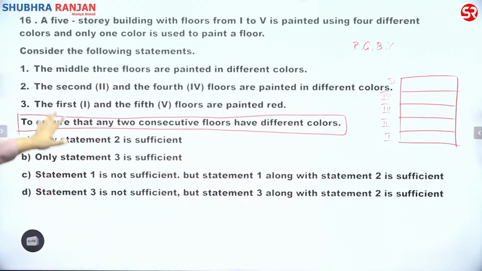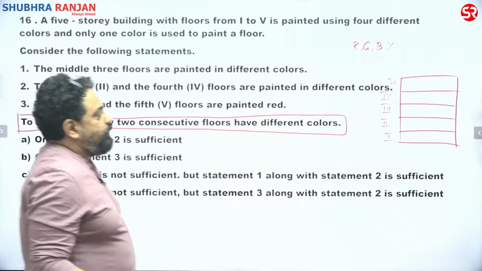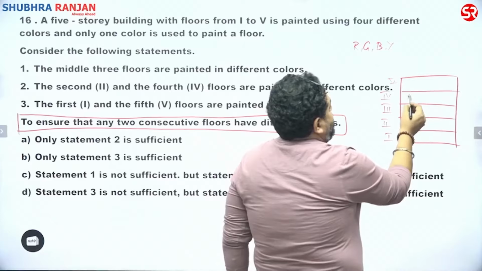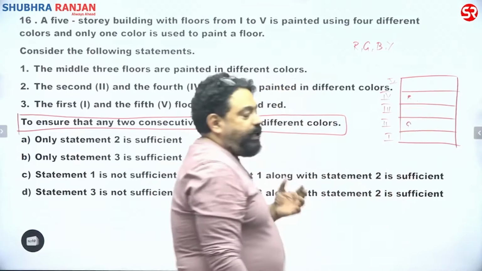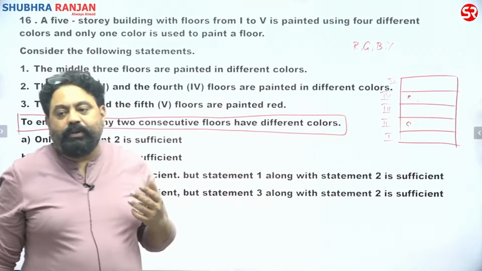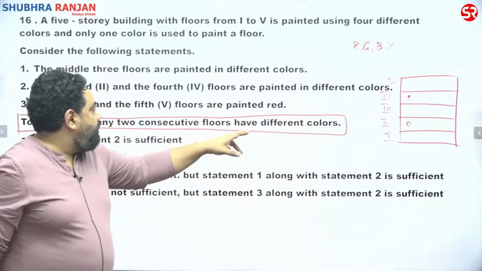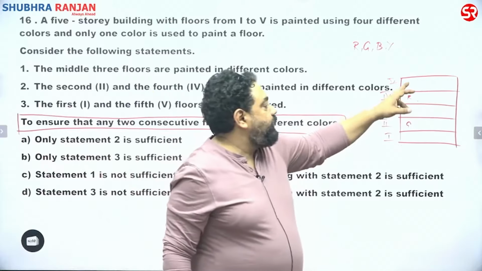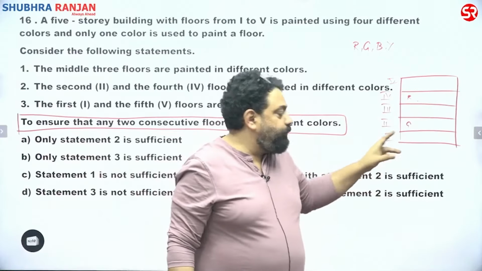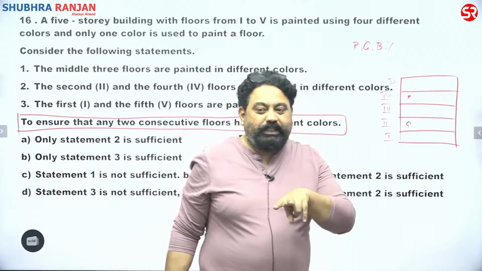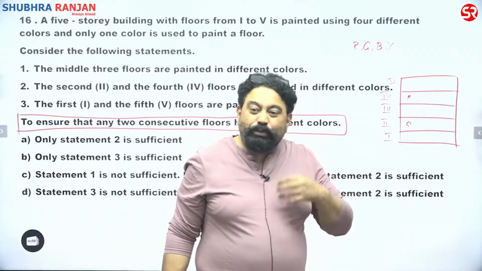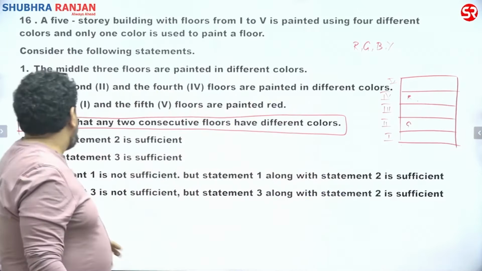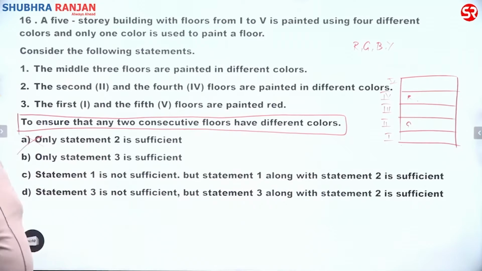Now, he says, to ensure any two consecutive floors have different color. मैं ऑप्शन देख रहा हूं क्योंकि तीन स्टेटमेंट हैं. I'll look for the options. Statement 2 says second and fourth floor are of different colors. So if they are of different colors, suppose this is red and this is green, does that ensure that all floors have different colors? It may not be, because red फिर यहां भी आ सकता है. Green यहां भी आ सकता है because one color has to be used twice. So you don't ensure it with this plan.